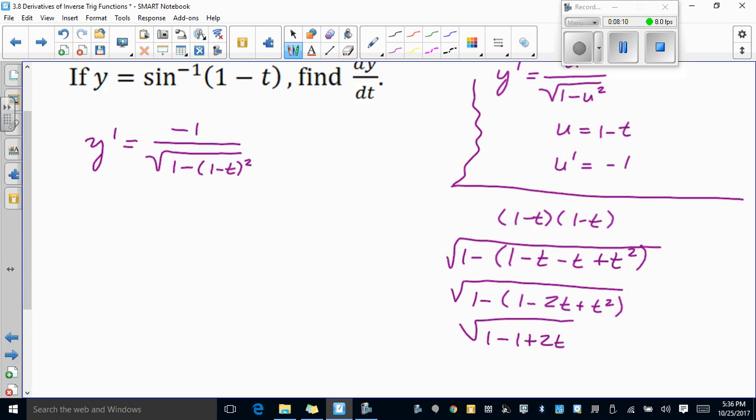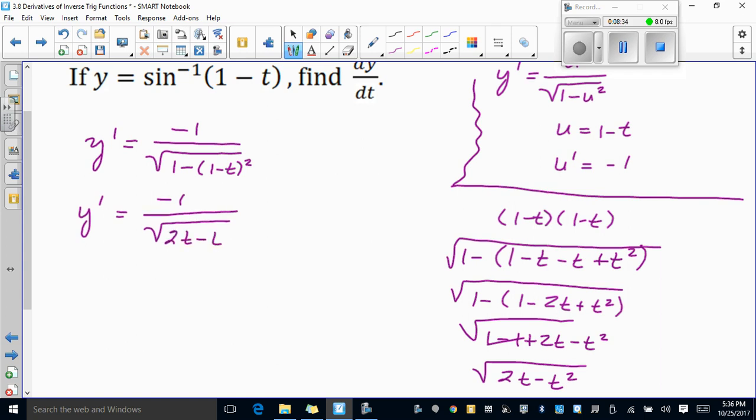So y prime equals negative 1 over the square root of 2t minus t squared. So if you wanted to clean it up, that's the cleanup version. Now this, again, is an okay answer. This is an even better answer because you've done some work. But if this was a free response question on the AP test, you'd be stopping here.